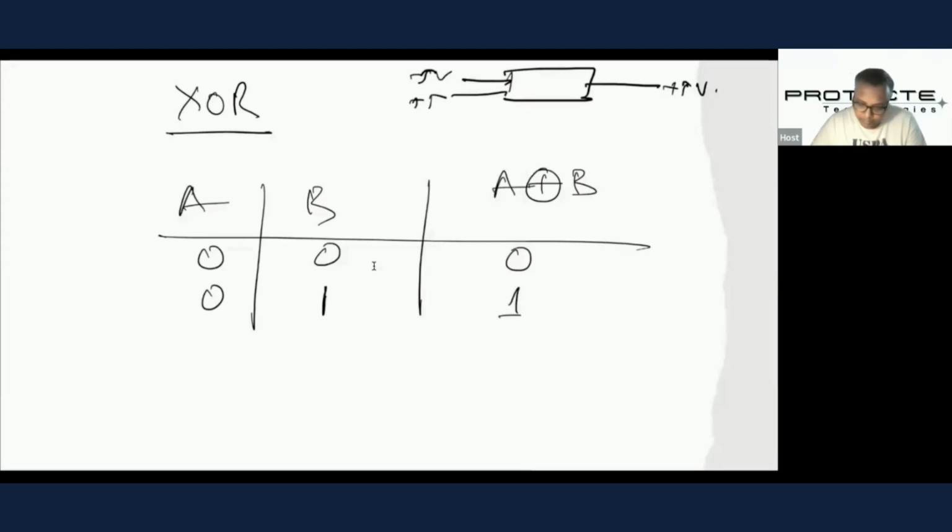Next is 1 and 0 will again be 1, but if the inputs are both same, the output will be 0. Okay, this is called XOR function, and it's used very highly. The entire crypto system is actually based on XOR operations. Okay, and finally is something called a modulo function.